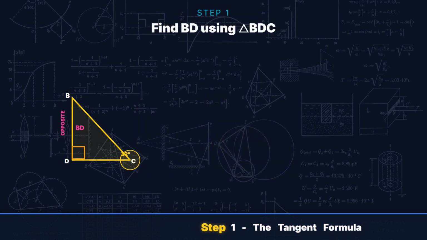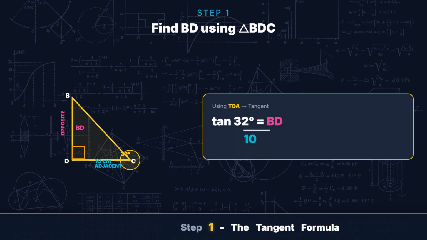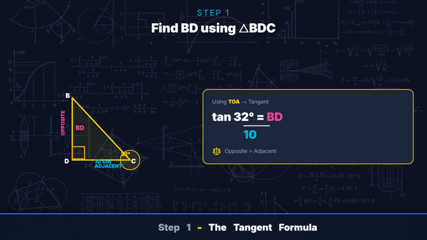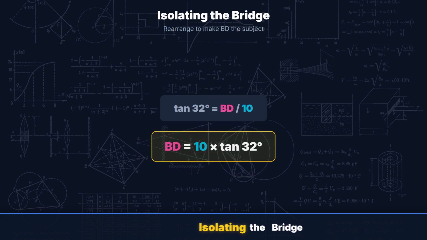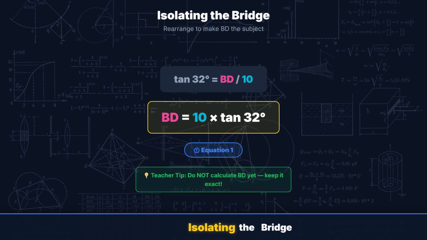Step 1. Find the length of BD from triangle BDC. Since we have the opposite side BD and the adjacent side of 10 centimeters, we use tangent. Tangent 32 degrees equals BD over 10. Rearranging the formula gives us BD equals 10 multiplied by tangent 32 degrees. We will call this equation 1.